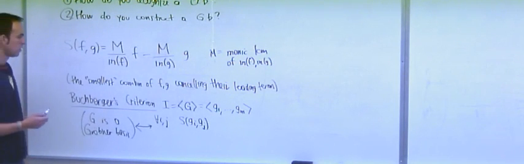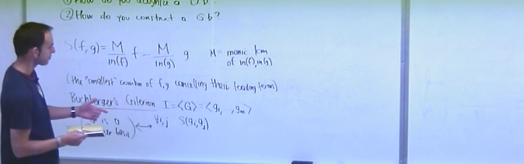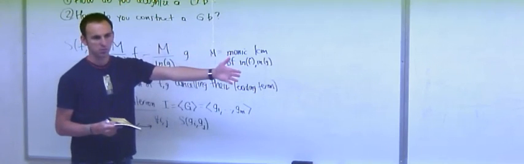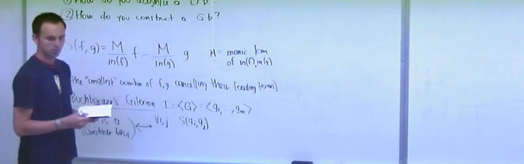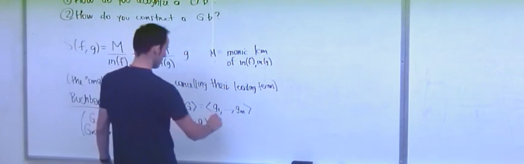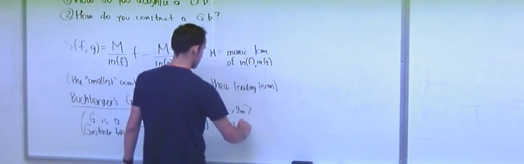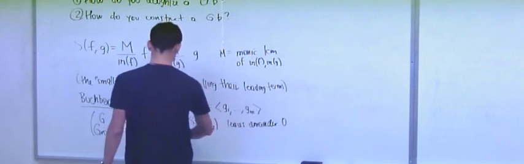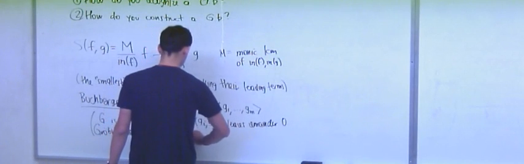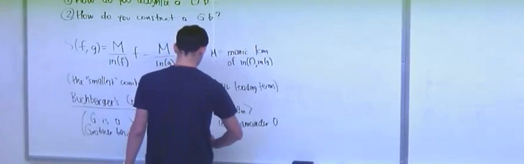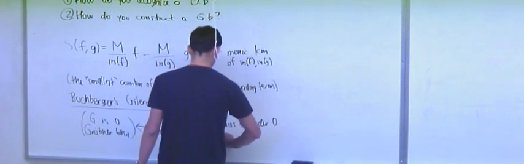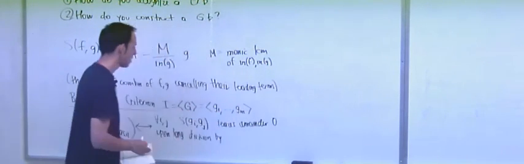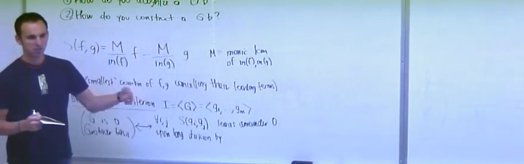And what this means is that if you take this polynomial and you do this long division by G1, G2 up to Gm, you get 0. So it leaves remainder 0 upon long division by these guys.